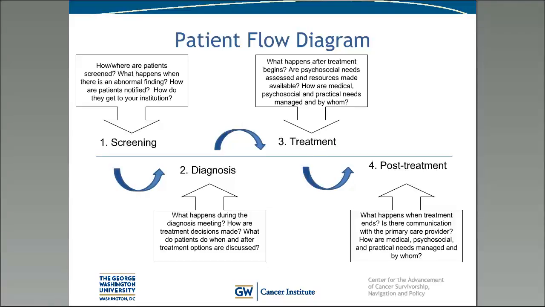And then for diagnosis, what happens when patients are diagnosed? How are those treatment decisions made? And what happens after treatment options are discussed? For treatment, what happens after treatment begins? What does that look like for the patient? Are psychosocial needs addressed? Are resources available? Which ones? How are medical, psychosocial, and practical needs managed? And who is doing that? And for post-treatment, what happens when treatment ends? Is there communication with the primary care provider? And again, how are the medical, psychosocial, and practical needs managed, and who is responsible for doing those?